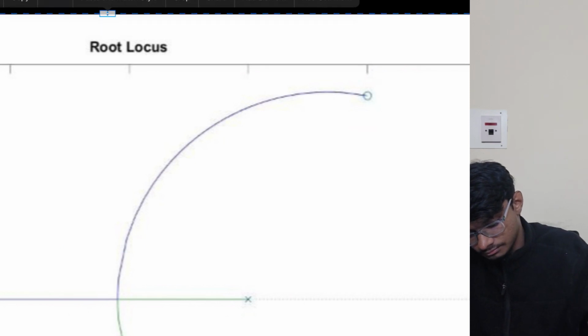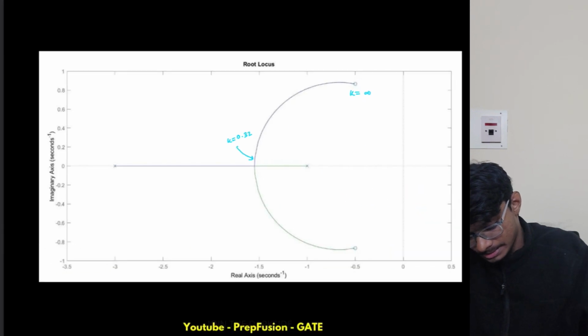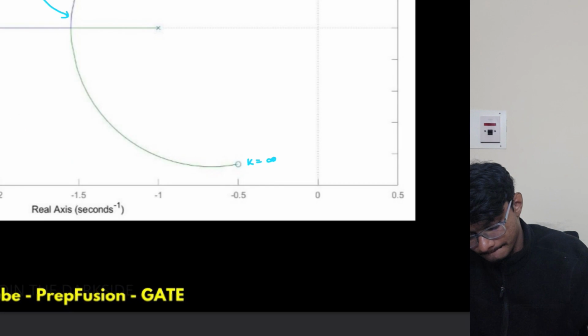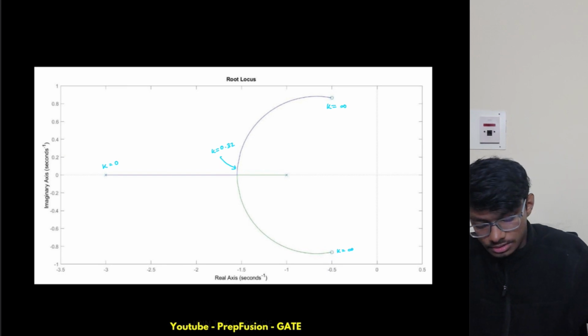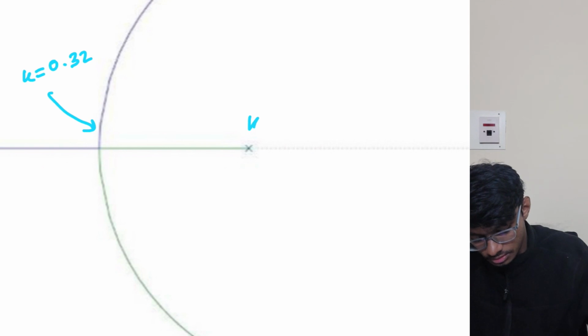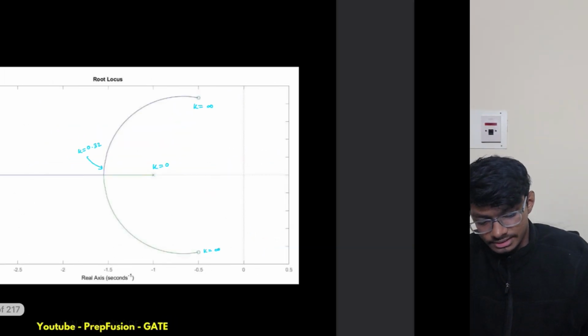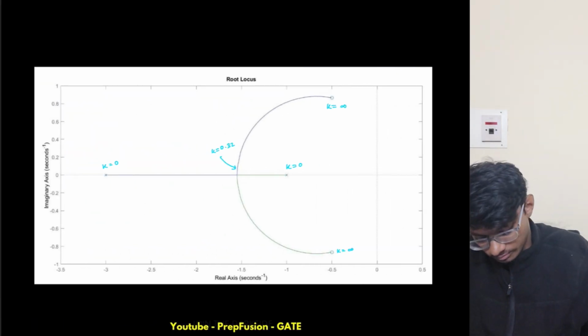And this is also k equals infinity. This is k equal to 0, and this is also k equal to 0. So k is starting from 0 and it is going like this, and I can simply write the ranges. So what are my ranges?